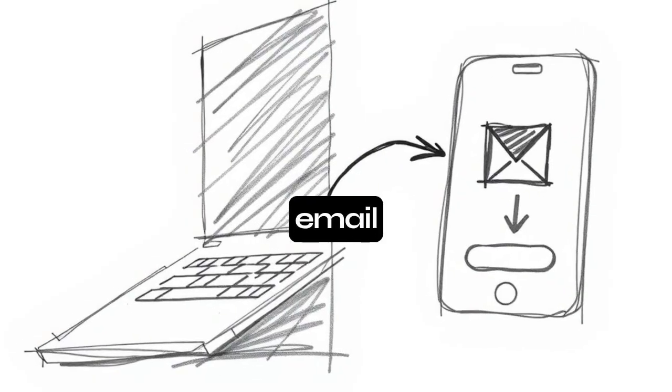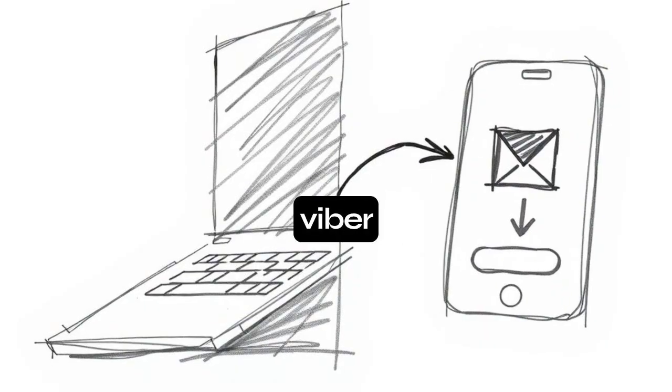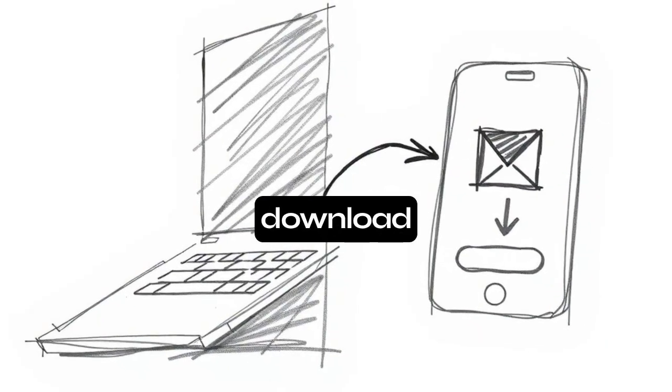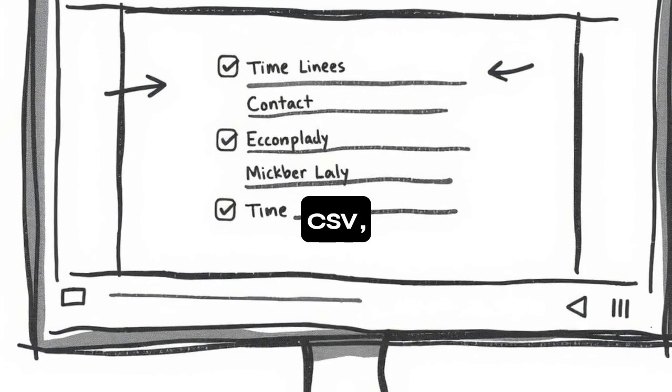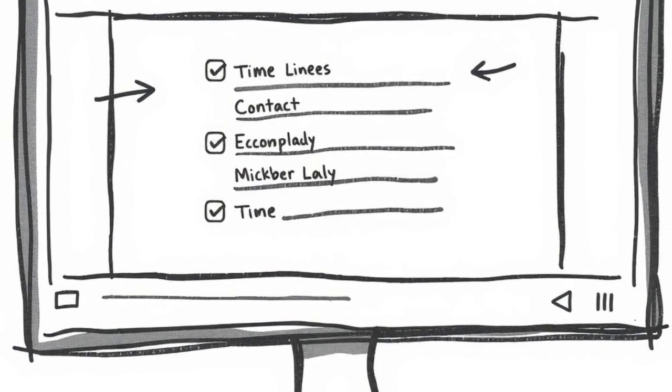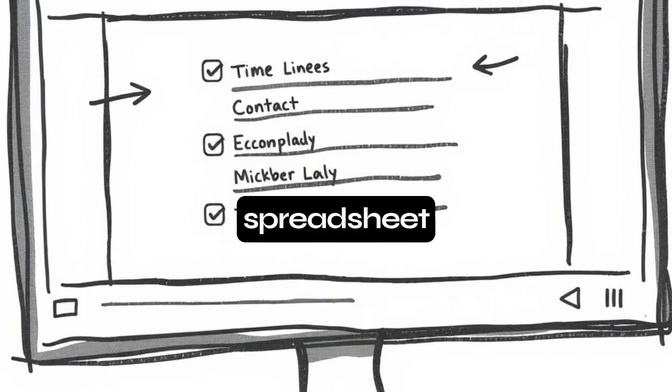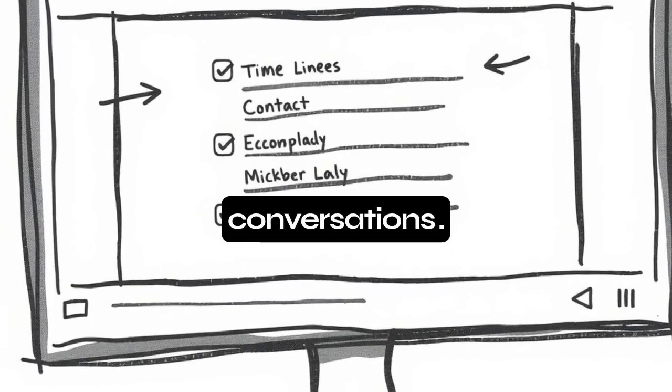Next, open that email on your computer or phone. Find the Viber chat history attachment and download it. Your chat history is usually saved as a text, CSV, or similar file. Open it with a text editor or spreadsheet app to scroll through your conversations.